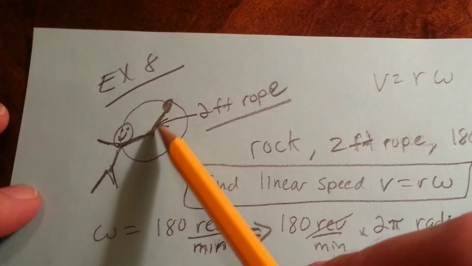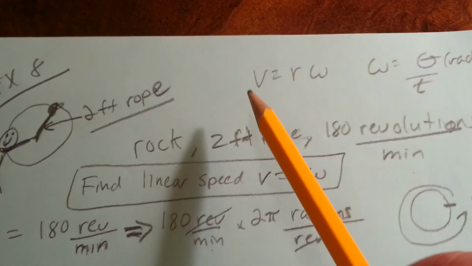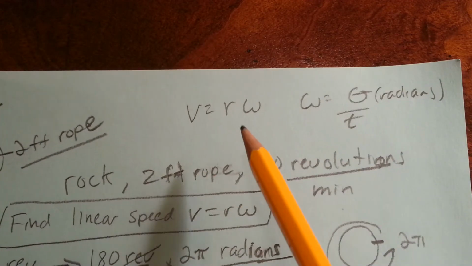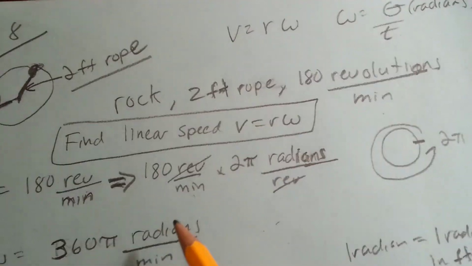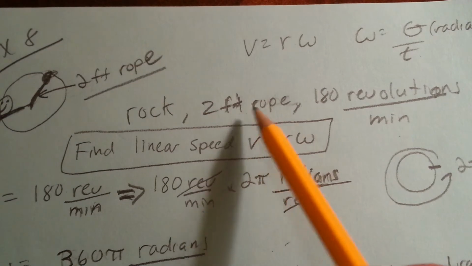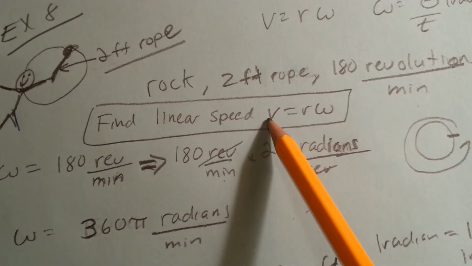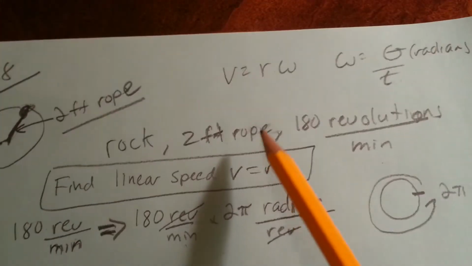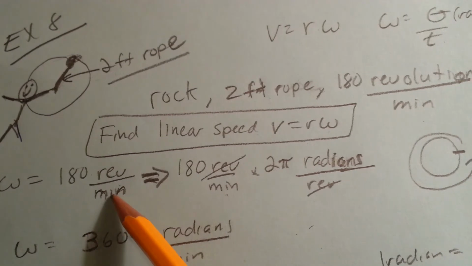Here's an example. I've got some guy here swinging a rock, or an object, on a 2-foot rope in a circle. We want to find the linear velocity of this object getting swung around. Remember, it's r times omega, and omega is theta in radians per time. Now this rock is being swept around on a 2-foot rope at 180 revolutions per minute, pretty quick. Find the linear speed, velocity of the object, which is going to be r times omega. Now, revolutions per minute doesn't cut it. We need theta per minute, radians per minute.